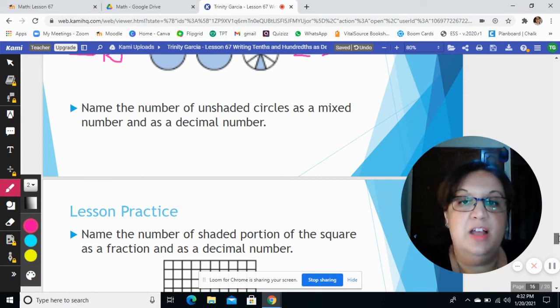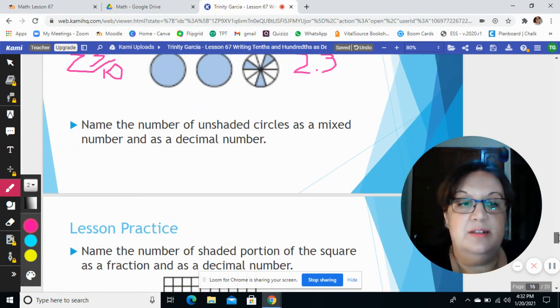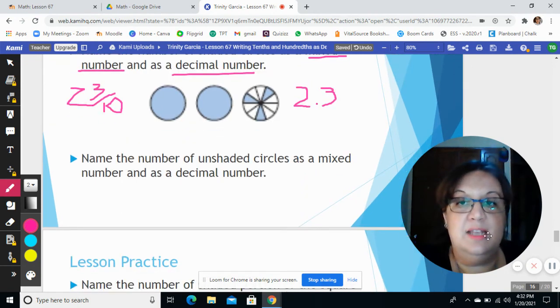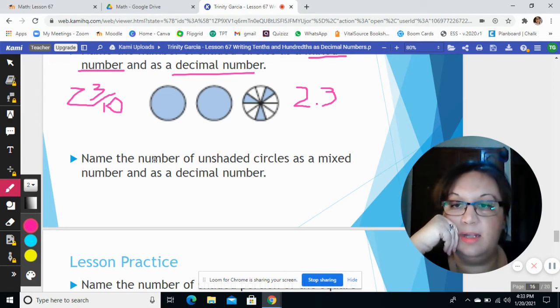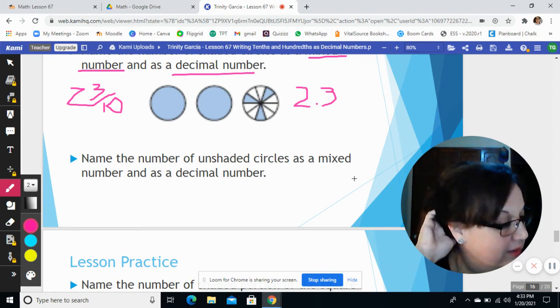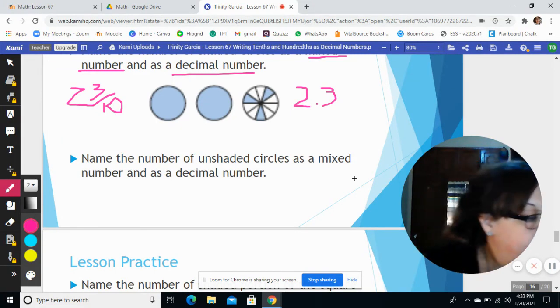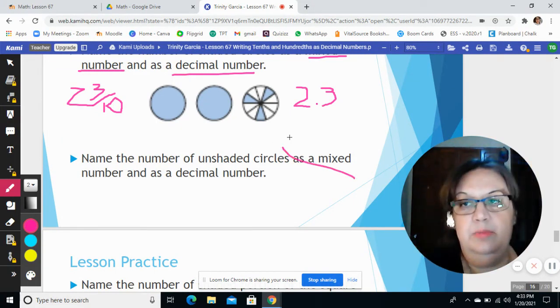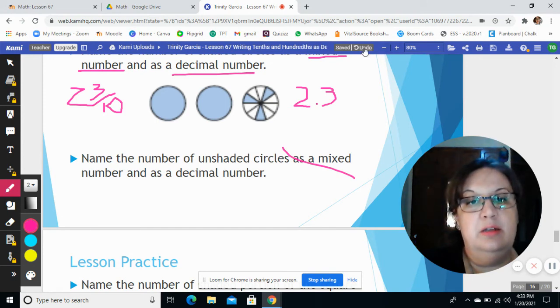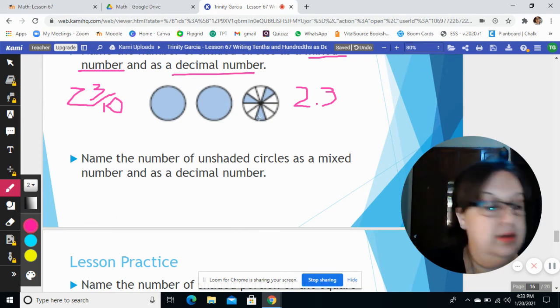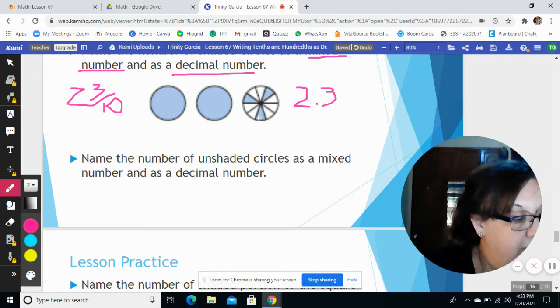Name the number of unshaded circles as a mixed number and a decimal. Okay, so same thing. This time you do it on your own. Okay, unshaded. So what do we need to put? We have no unshaded whole number, so it's not going to be really a mixed number. It says mixed number here, but it's not really a mixed number, right? Let me undo that line. We would only have the unshaded part. And what would the unshaded part be?